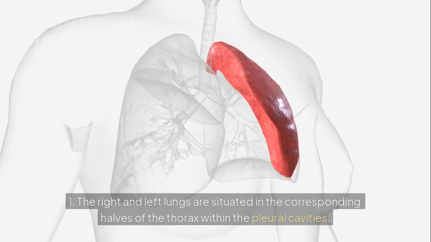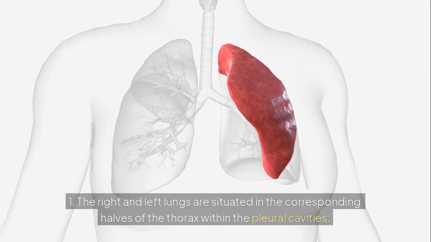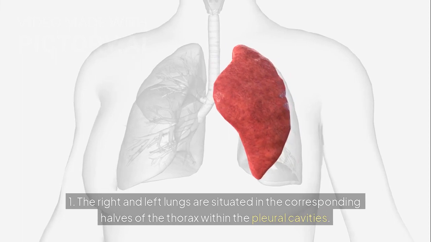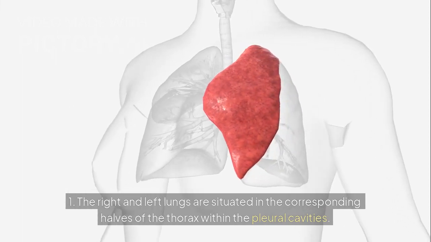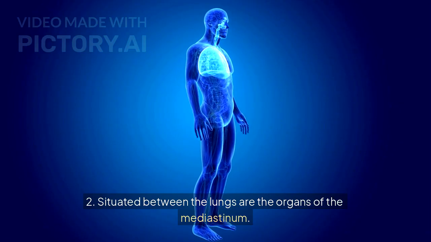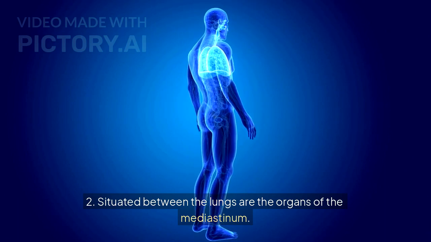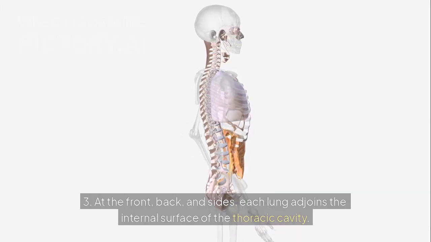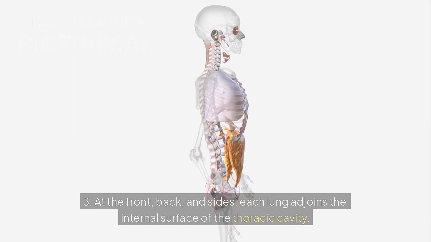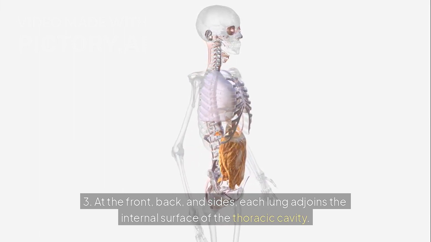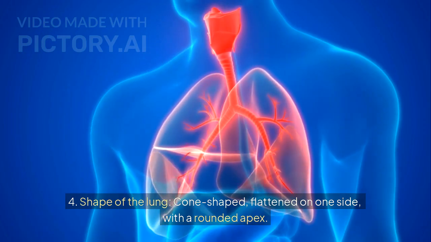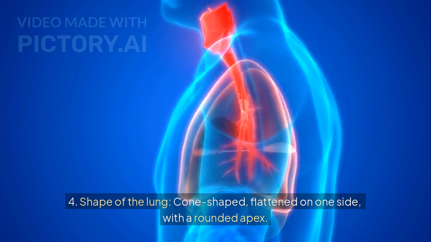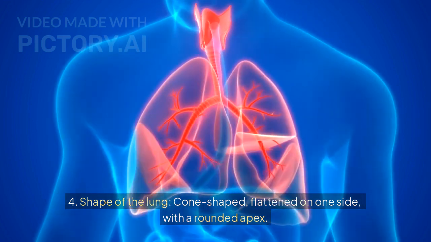Lungs. 1. The right and left lungs are situated in the corresponding halves of the thorax within the pleural cavities. 2. Situated between the lungs are the organs of the mediastinum. 3. At the front, back, and sides, each lung adjoins the internal surface of the thoracic cavity. 4. Shape of the lung. Cone-shaped, flattened on one side, with a rounded apex.